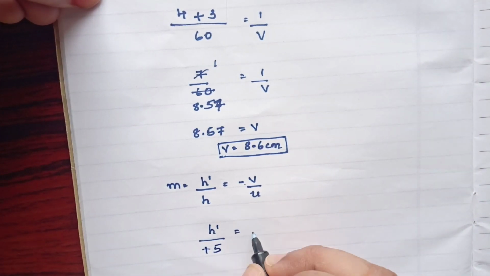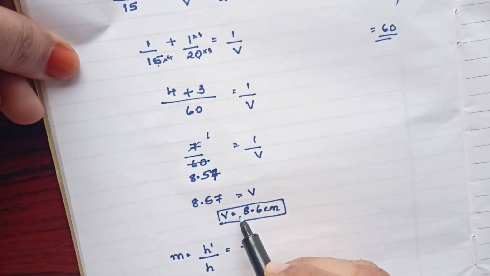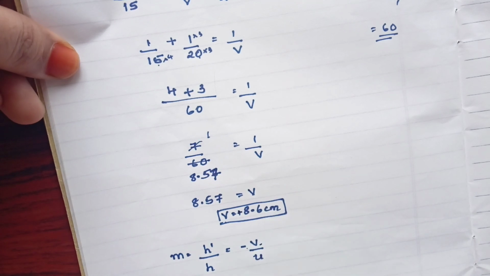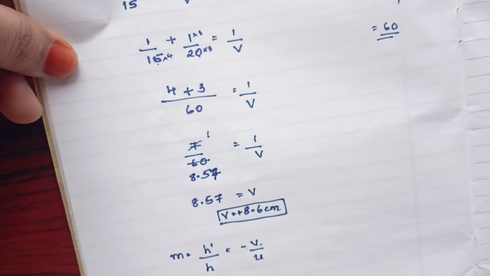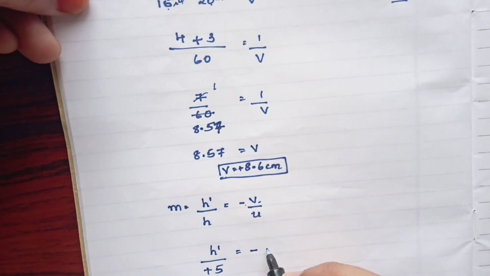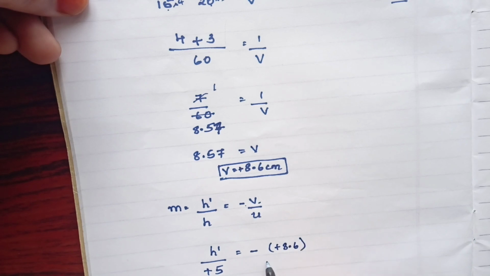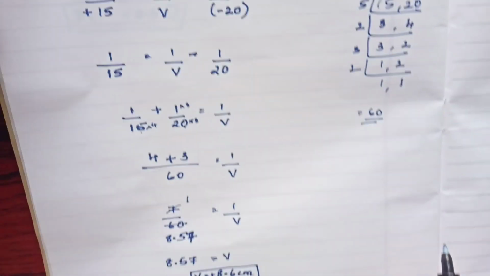That is equal to this minus, and I'll keep V as it is. Just now see, we didn't get any sign over here. That means this is positive. Okay, so don't worry. If it's supposed to be negative, while solving only you're going to get negative. So my V is nothing but plus 8.6 upon my U value minus 20.